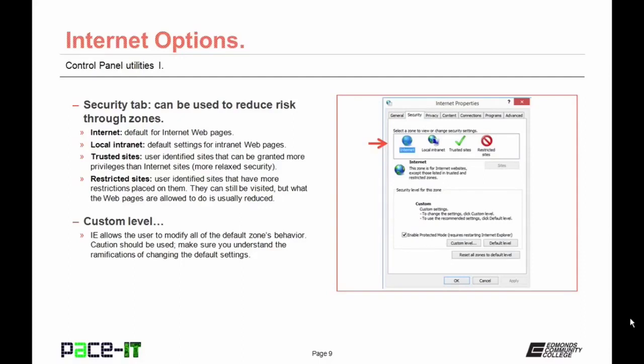Then there are Restricted Sites. These are user-identified sites that have more restrictions placed on them. They can still be visited, but what the web pages are allowed to do is greatly reduced. You can set custom levels for each zone. Internet Explorer allows the user to modify all of the default behavior. Caution should be used. Make sure you understand the ramifications before changing the default setting.